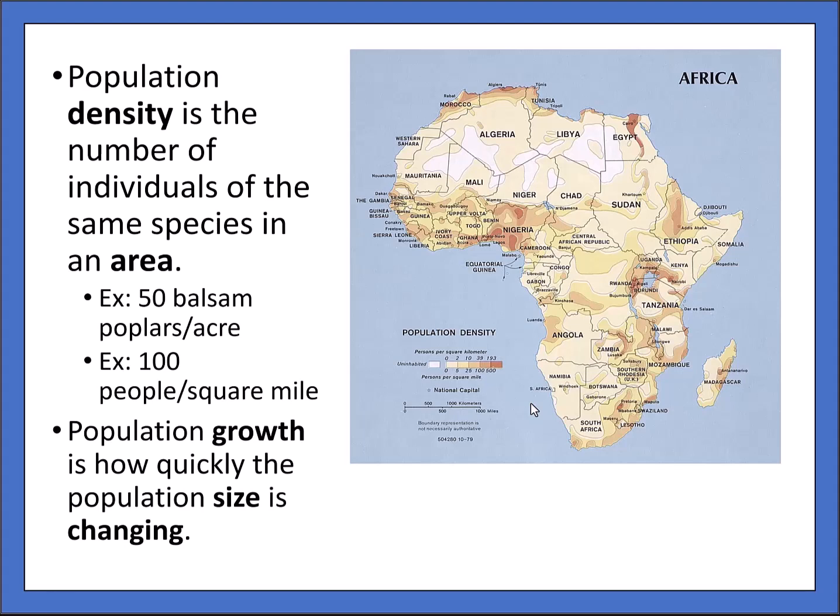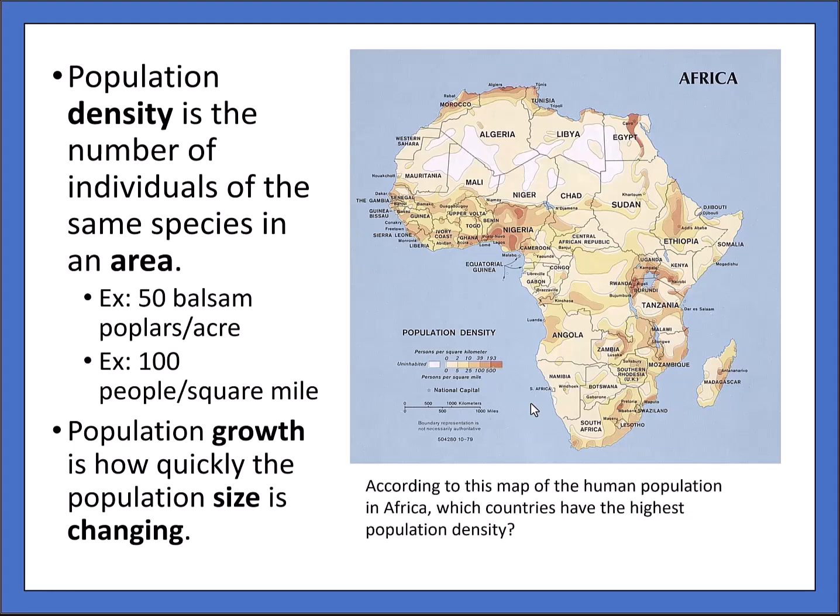Population growth is how quickly the population size is changing. So according to this map of the human population, which countries have the highest population density? That would be these areas that have the darker regions like Nigeria and Uganda and Egypt, and Morocco.